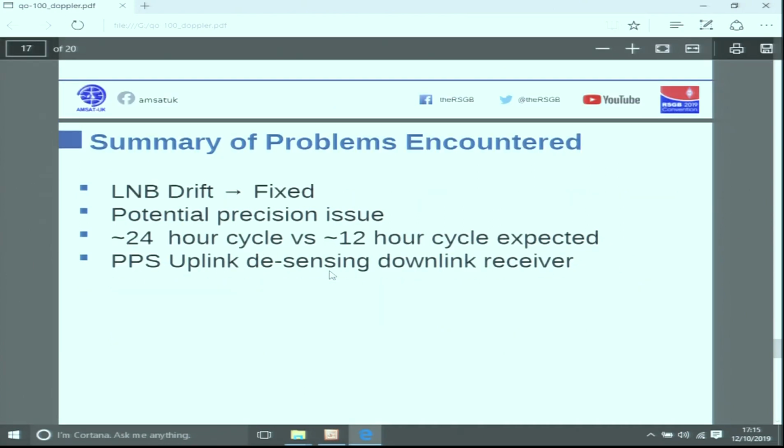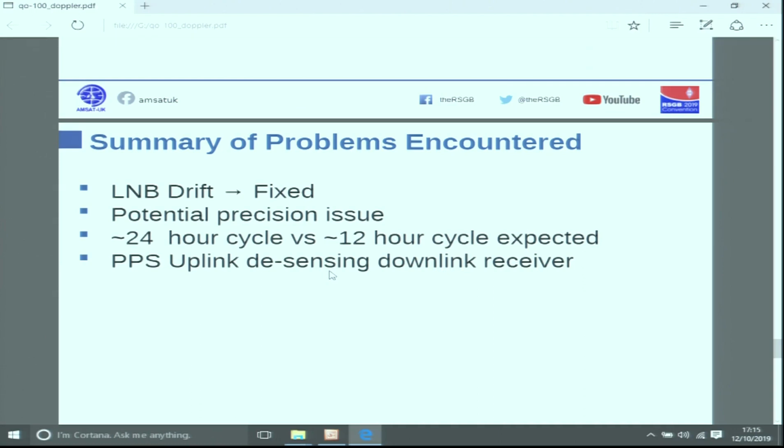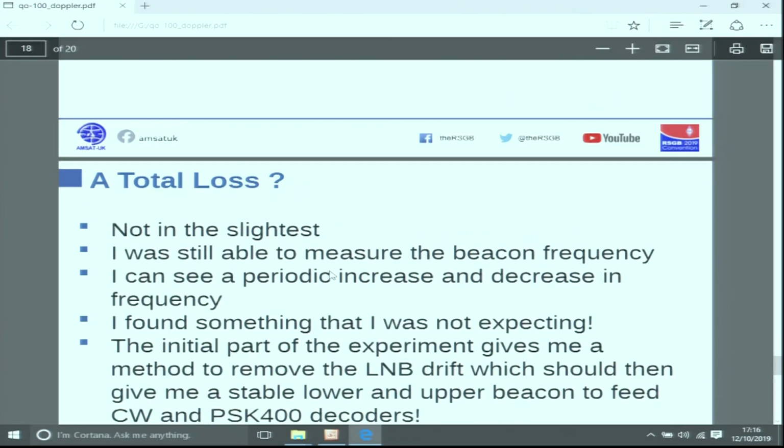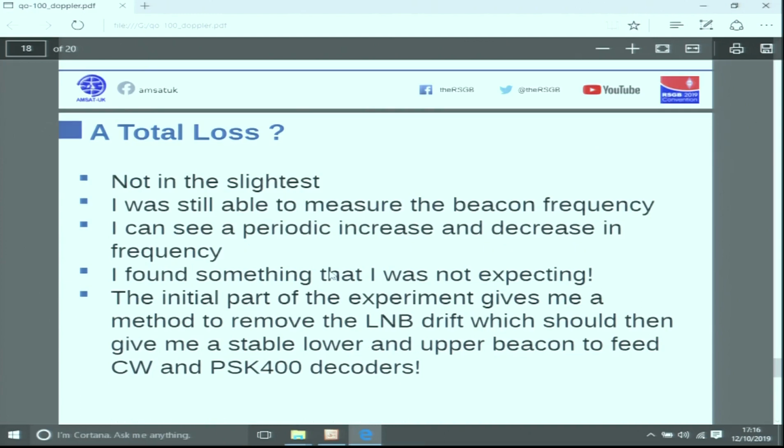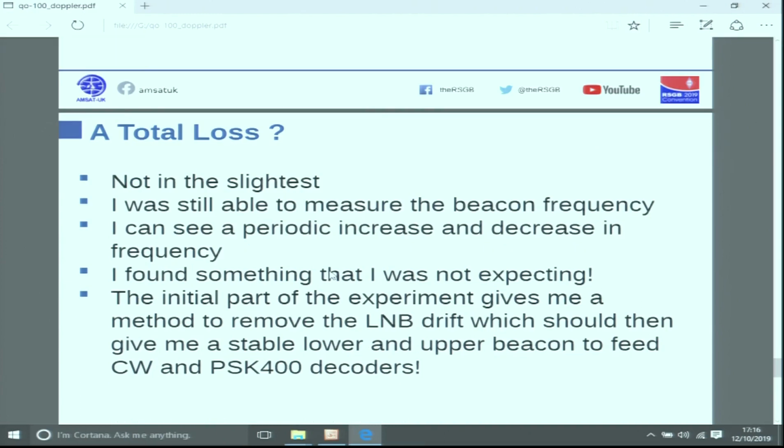So, summary of the problems encountered. Well, the LNB drift was fixed. The potential precision issue is still there. The 24-hour cycles versus 12-hour, I think that's probably been explained now. And the PPS uplink issue. Now, bear in mind this slide was written before last night. Was it a total loss? No. I'm still able to measure the beacon frequency.